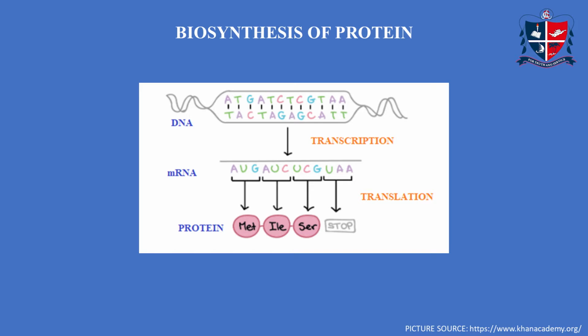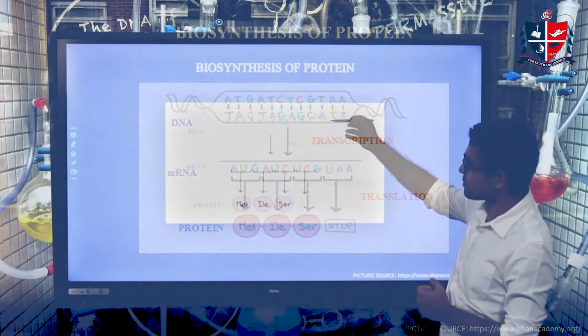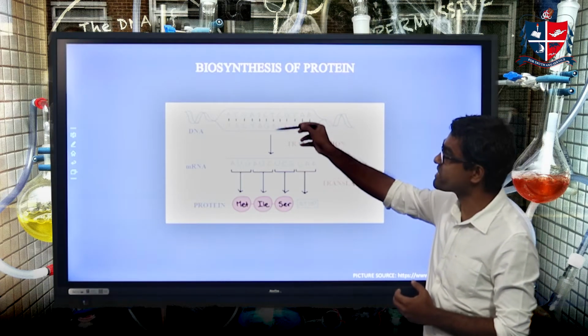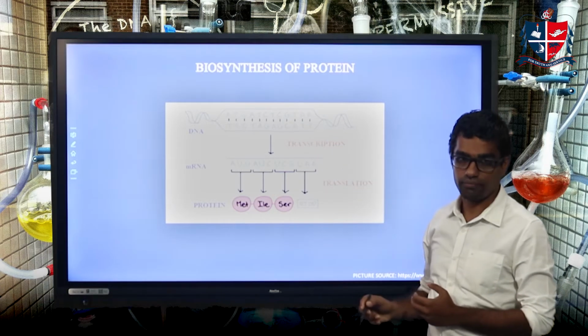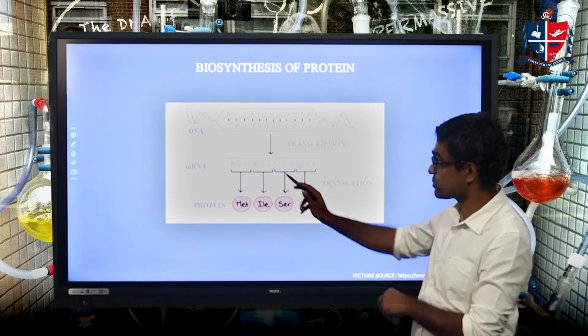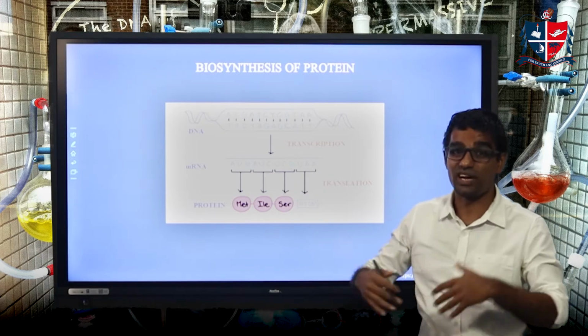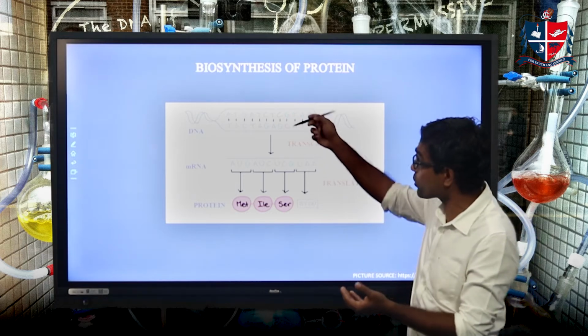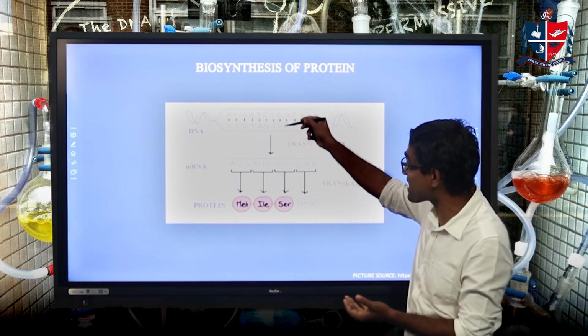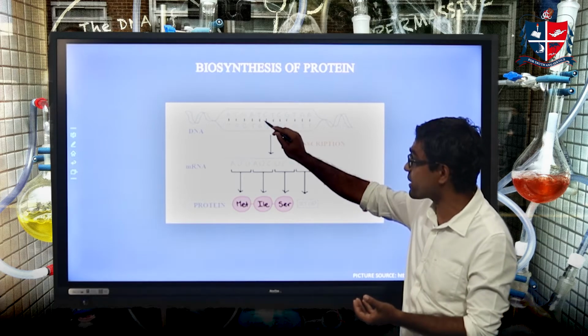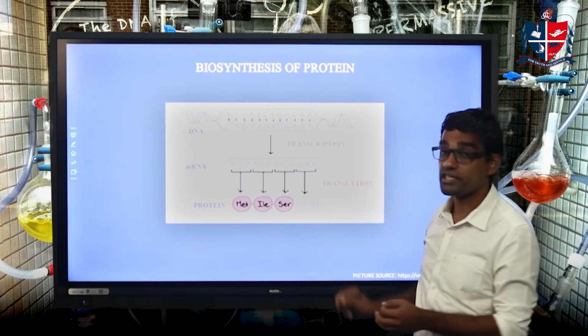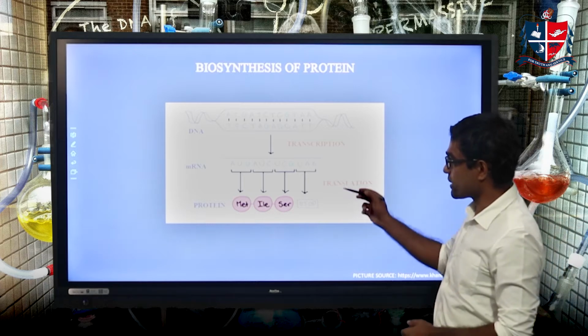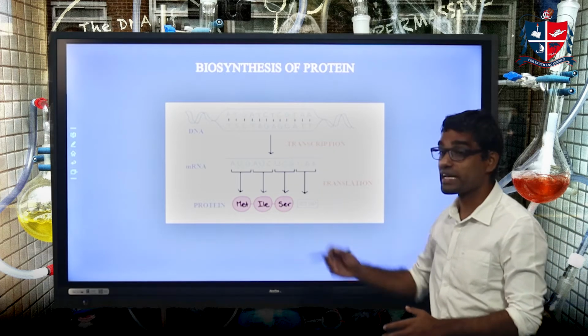Biosynthesis of protein contains 2 major steps. The first one is transcription and the next one is translation. In transcription, the information contained in DNA, the double-stranded DNA, is used to synthesize mRNA. It is like writing the information into another book. That is transcription. The information in the DNA is converted to mRNA. In translation, the information in mRNA is converted to protein.